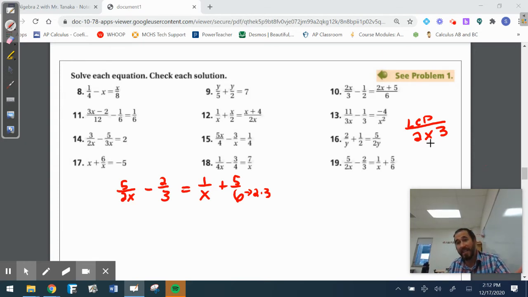Now, why did I have to change that 6? Because if not, I would have added a 6. But if you look, 6 is 2 and 3, and I already have a 2 and a 3. So the LCD would be multiplying all those guys together. So it's 6x. So all I got to do is this. I am going to multiply everything, the left and the right, by 6x.